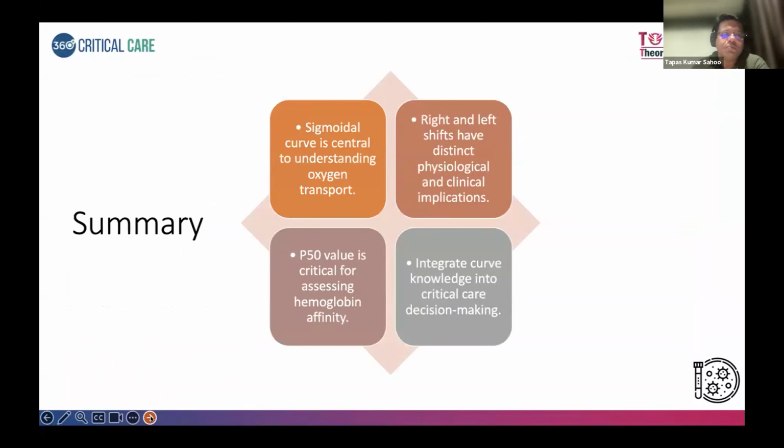Now, in summary, if you get a question on the oxygen hemoglobin dissociation curve, you have to mention all the things I have already mentioned, but you definitely have to remember to mention the sigmoidal curve. The shape of the ODC is a sigmoidal curve. Then the right and left shift, the P50 value, and how it helps to integrate this curve knowledge into critical care decision making.